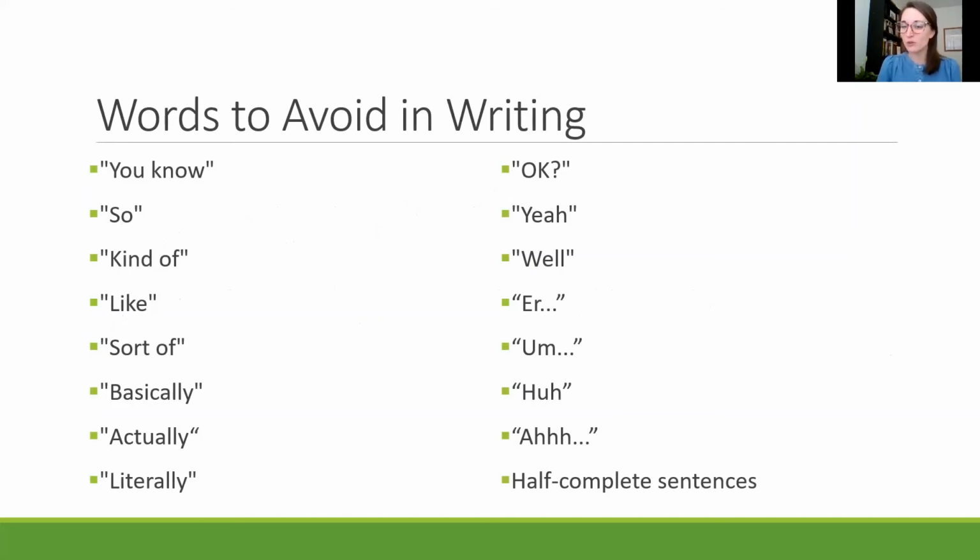And we also want to avoid half-complete sentences. Often when we're talking, we'll skip the subject of the sentence and leave it off, or we'll shorten the verb, or we'll slur some words together, or we'll just give half the idea and kind of leave it hanging because we know the other person understands. In writing, you need to make sure you're being as clear as possible and giving the whole sentence.